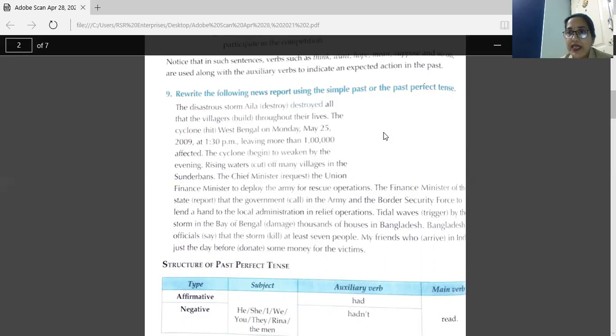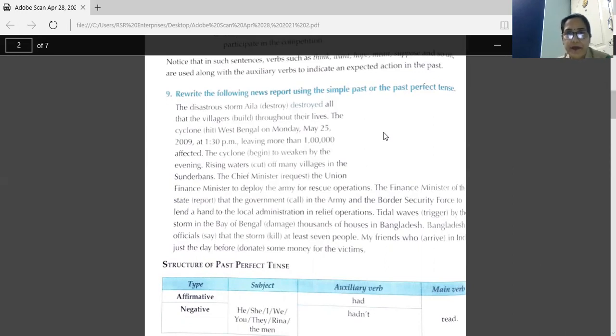Tidal waves triggered by the storm in the Bay of Bengal damaged thousands of houses in Bangladesh. Bangladesh officials said that the storm had killed at least 7 people. My friends who had arrived in India just the day before donated some money for the victims. So this is the exercise.